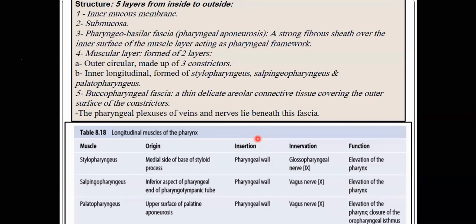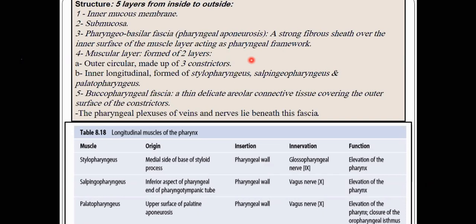Then the muscular layer, formed in 2 layers. Outer circular muscles made up of 3 constrictor muscles. And what are the 3? There are 3 constrictor muscles: superior, middle, and inferior constrictor muscles.